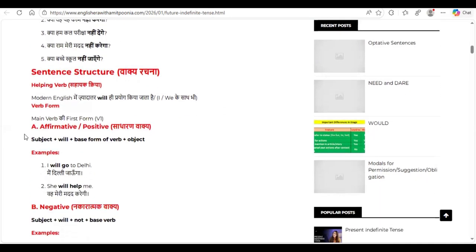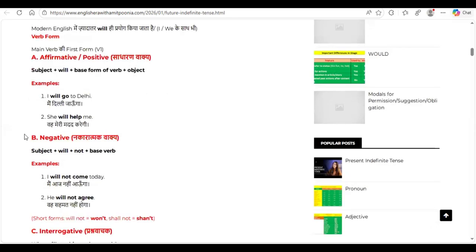Now let's go through the sentence structure of future indefinite tense. Helping verb: there is only one helping verb. Will is used in this tense, but sometimes we use shall. However, in modern English, you can only use will and shall as a modal.